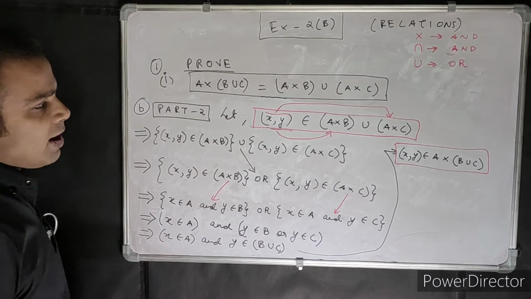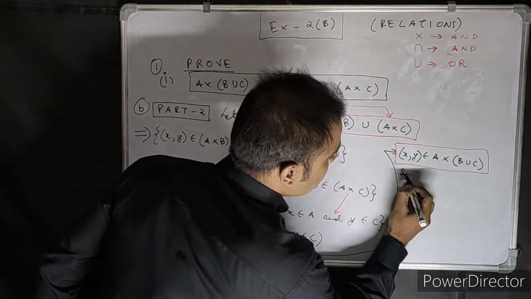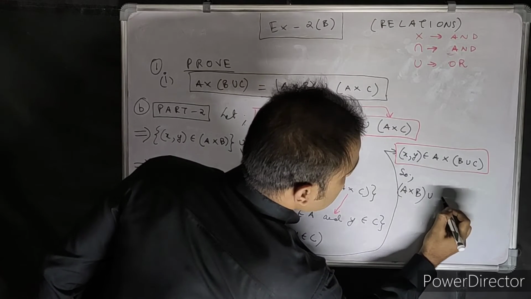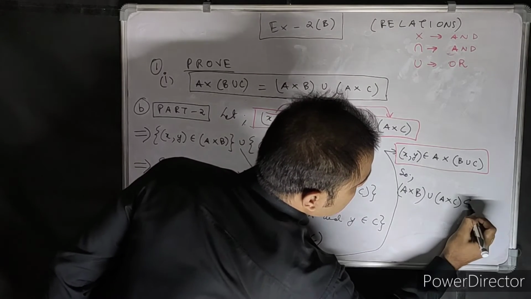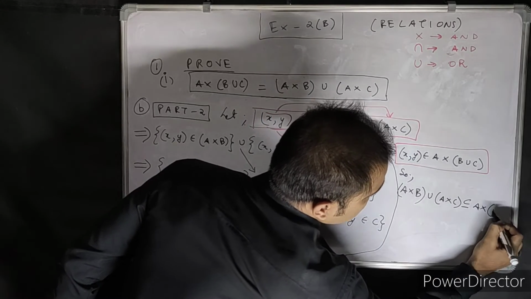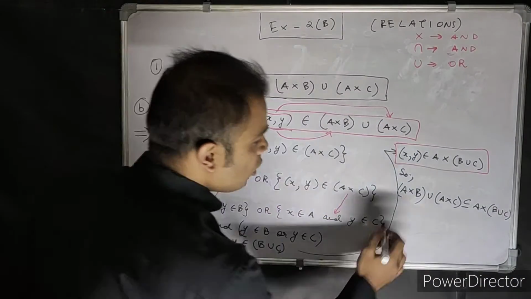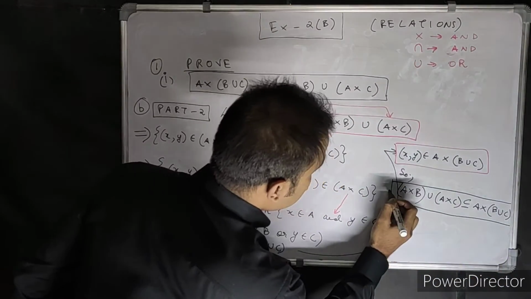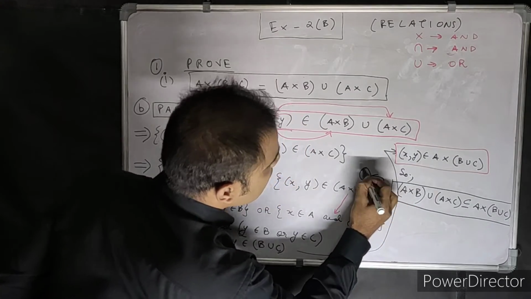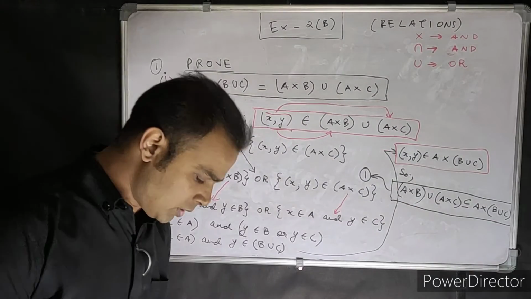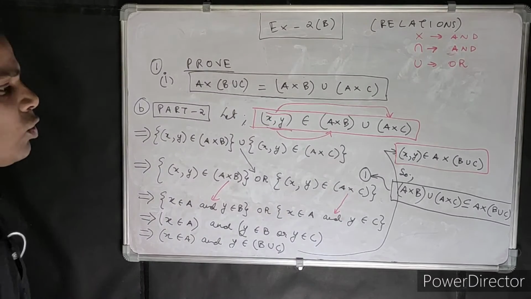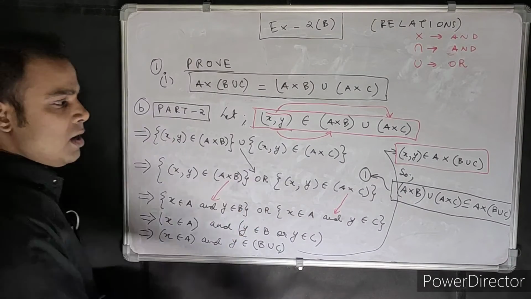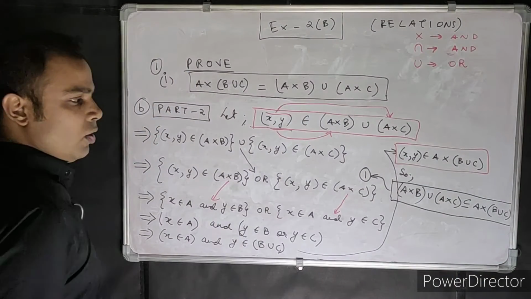Okay, so now you can write one more step. A cross B union A cross C is a subset of A cross B union C. So this is actually your part 2. Put it in a box. I know you guys will be able to fit it in your notebooks, because you will be using notebooks and I'm using this board and it's not fitting. So you write it in order. Just write it normally. Don't write it like me, something written here, something written there. You write it neatly, okay?